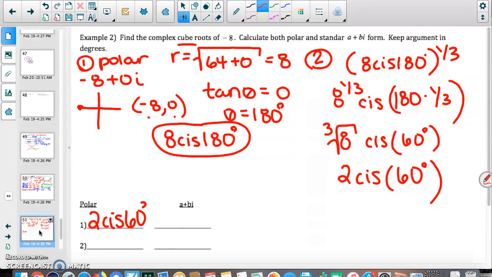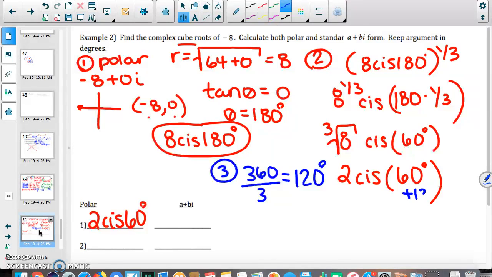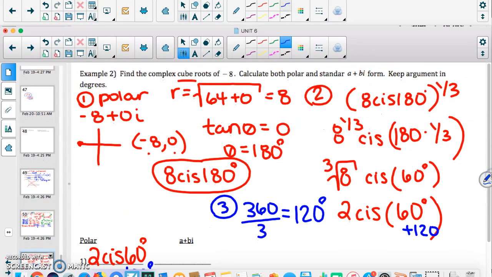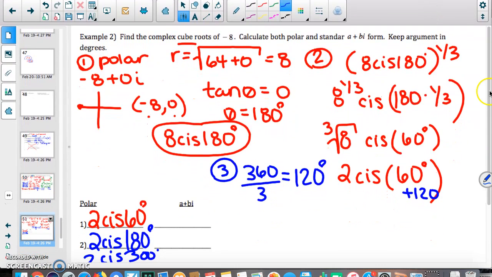Now I just need to figure out what do I have to add to that to get the other 2 answers. So we just do 360 divided by 3. So again, that's going to be 120. So I just add 120. So 60 plus 120 would be 180. Cut off my last one here, but 180 plus 120 would be 300. I can scroll down. There we go.